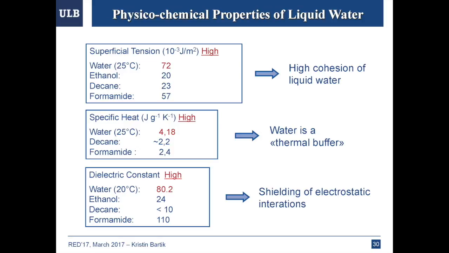So what are the illustrations here? The high superficial tension is the high cohesion of liquid water. So the fact that drops of water are going to be circular when you've got your drop of water hanging, or when you have these insects which can walk on water. The very high specific heat of water means that water is a very good thermal buffer. If the outside temperature is changing quite drastically, the temperature in the water is not following the outside temperature, whether it's going up or whether it's going down. So it has a certain constancy of the temperature.